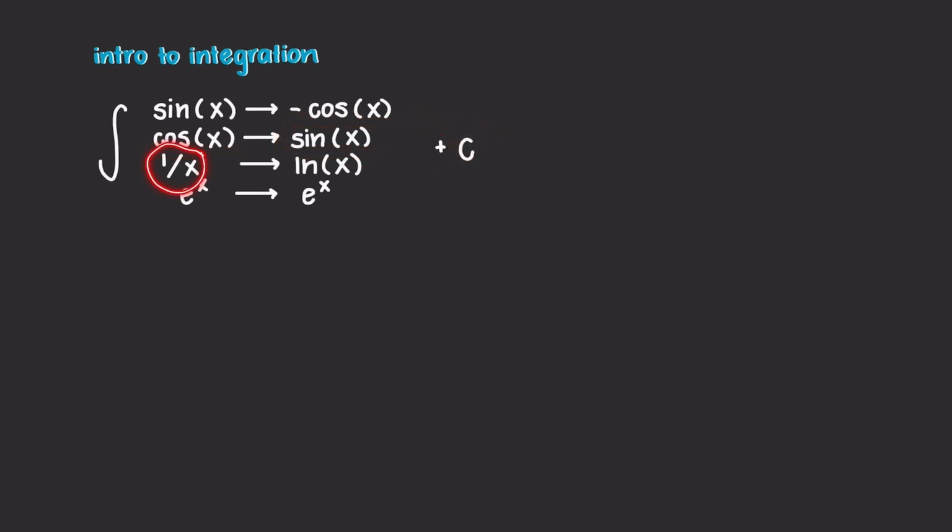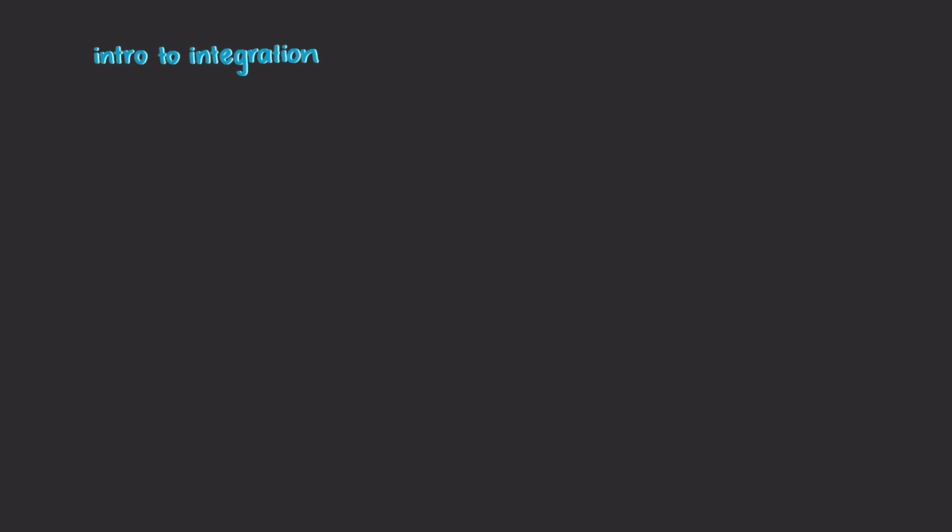I literally forget about this all the time. Just memorize it. e to the x is a queen because it stays e to the x. Okay, memorize these. Sorry. Okay, let's try examples with these.